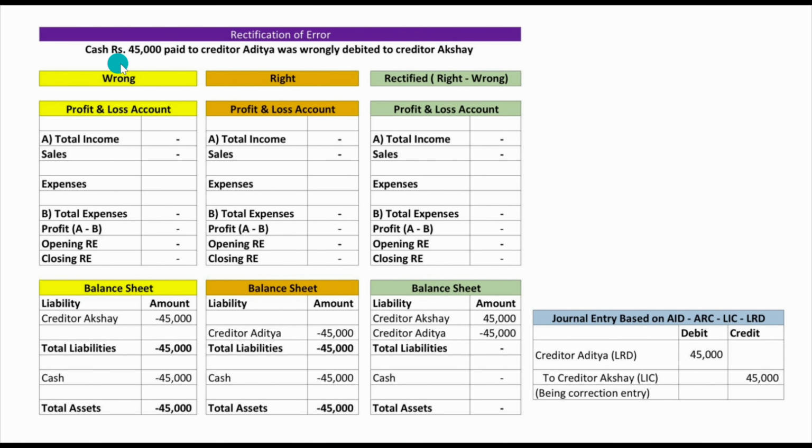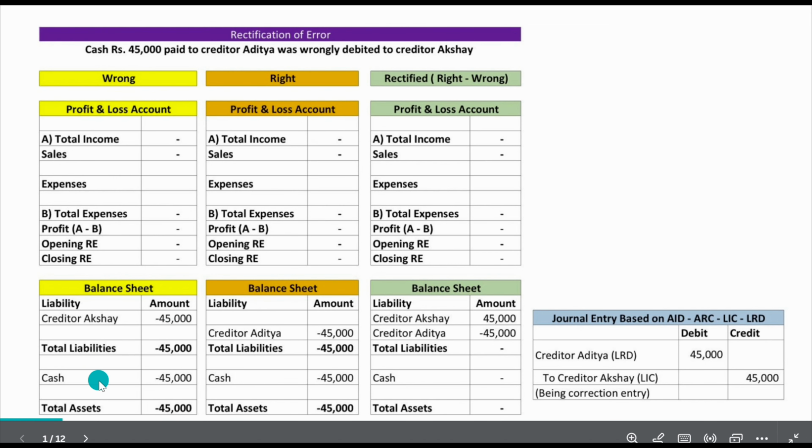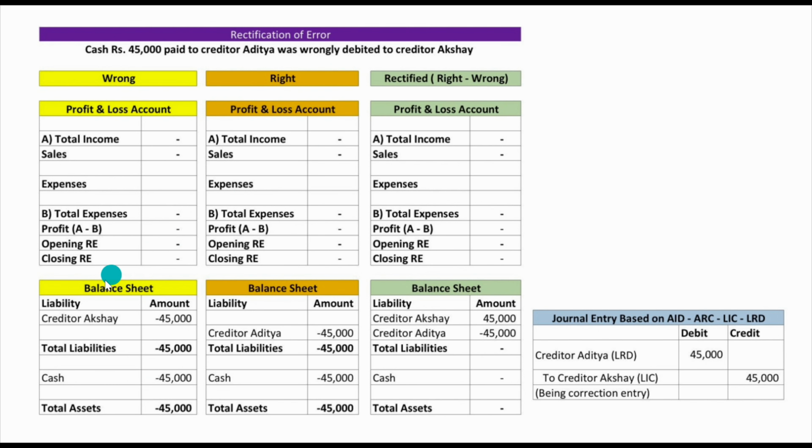Rectification of error. Cash rupees 45,000 paid to creditor Aditya was wrongly debited to creditor Akshay. So let us first prepare the table related to wrong. What is wrong here? That it was wrongly debited to creditor Akshay. So creditor Akshay is debited by rupees 45,000. However, cash is also reduced by rupees 45,000. However, it is correct. So we have written 45,000 correct here. But what is wrong here is that it is wrongly debited to creditor Akshay. So for creditor Akshay we have written minus 45,000.